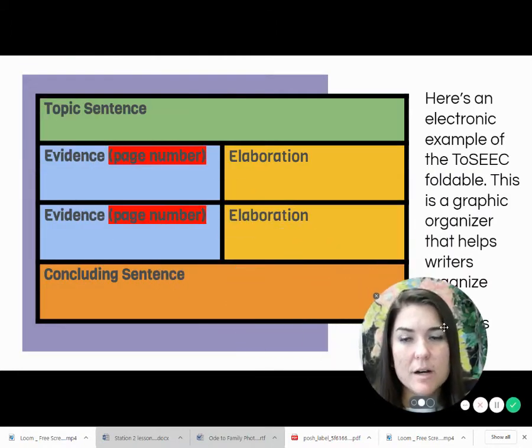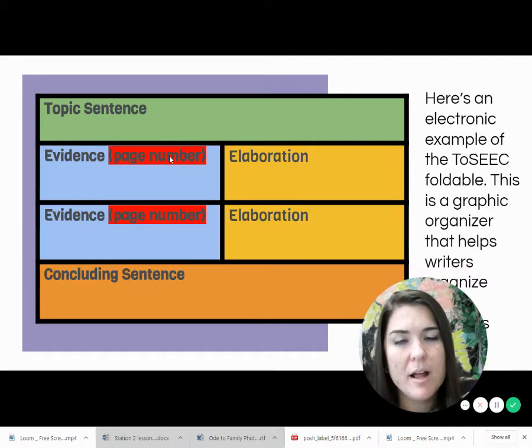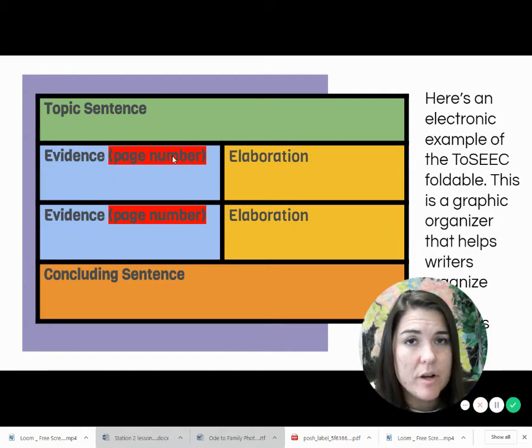Here is a graphic organizer. I've shown this in a foldable earlier on another video. This is the way I do it electronically. I make this table. I have the topic sentence first, then my evidence, and I always want to make sure that I remember to put the page number. Sometimes right here, when I'm jotting down things as far as pre-writing, I will just quickly jot down the article that I got it from.